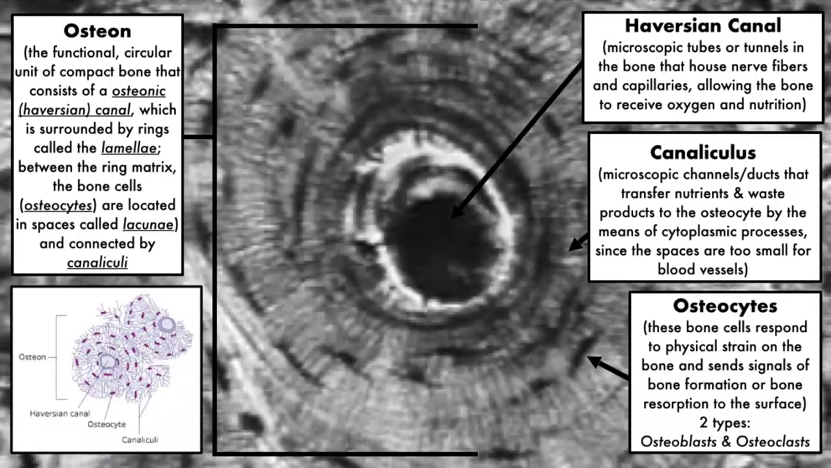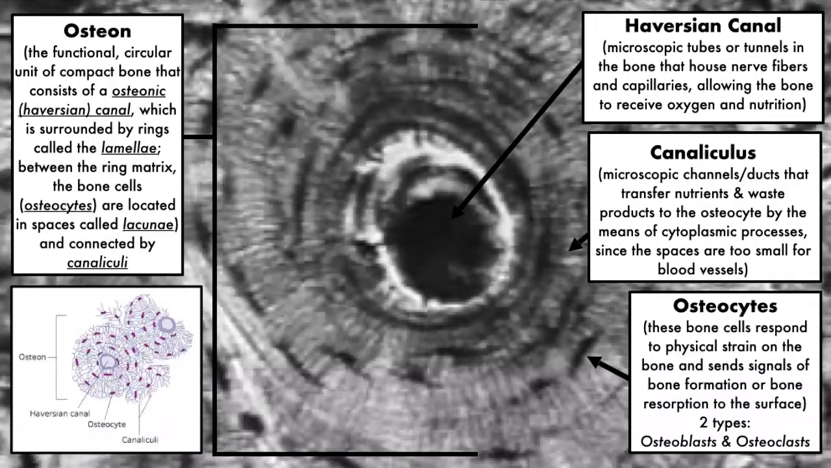You can actually see that from the Haversian canal, that main circle, there are rings. These rings are called the lamellae. This ring matrix contains dark little spots going along in the rings. These dark spots are called lacunae. The lacunae are spaces that hold the osteocytes.